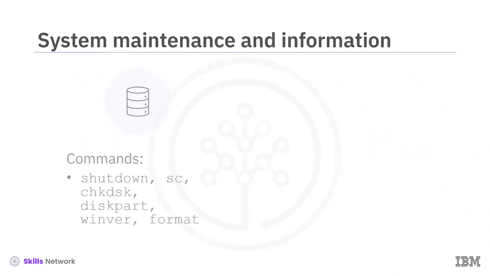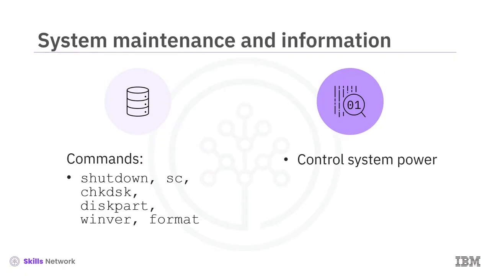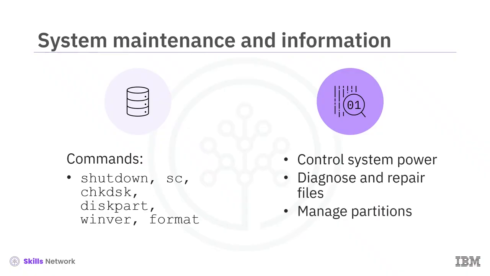The system maintenance and information commands, including shutdown, SC, check disk, diskpart, winver, and format, provide valuable tools for managing and maintaining a Microsoft Windows system. With these commands, you can control system power, diagnose and repair system files and disk errors, manage disk partitions, and retrieve information about the Windows version installed on your device.